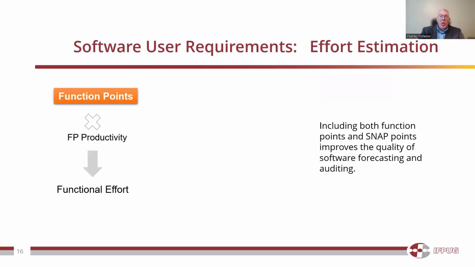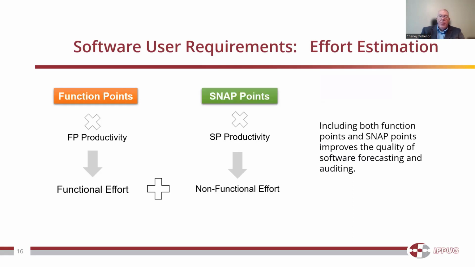But to do effort estimation for software user requirements, you take the number of function points, you multiply that by the productivity rate, like how many function points per day or how many function points per week on average can your organization produce, and that will provide you your functional effort. And the effort for the non-functional is the number of SNAP points you have times your SNAP point productivity, and that will give you your non-functional effort. Add those 2 together, and that will give you your effort estimation for the functional and non-functional parts of your software.